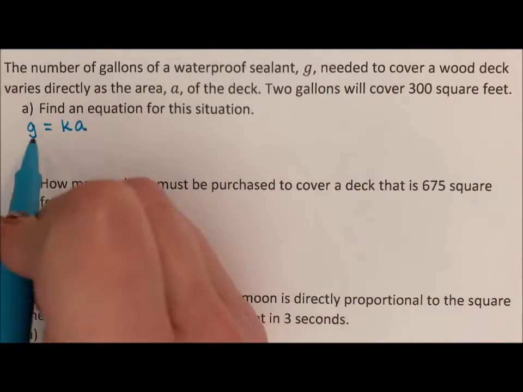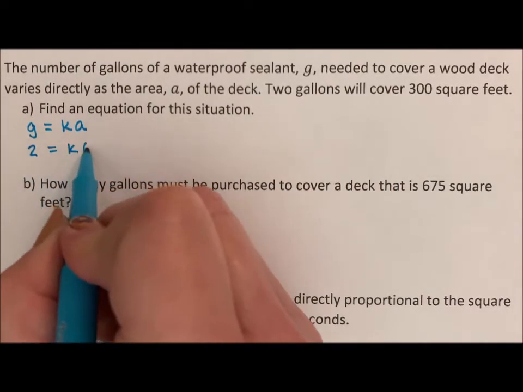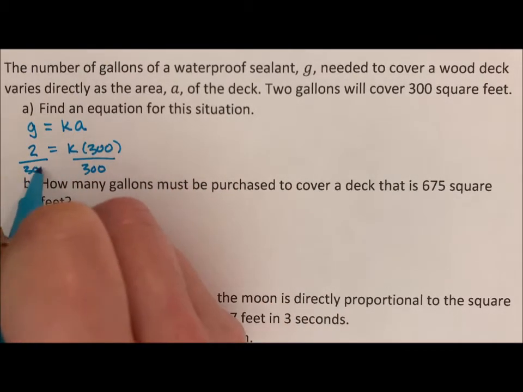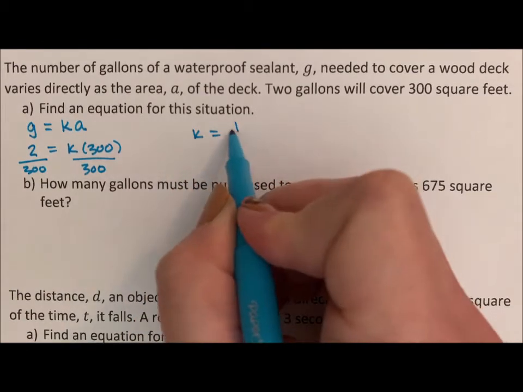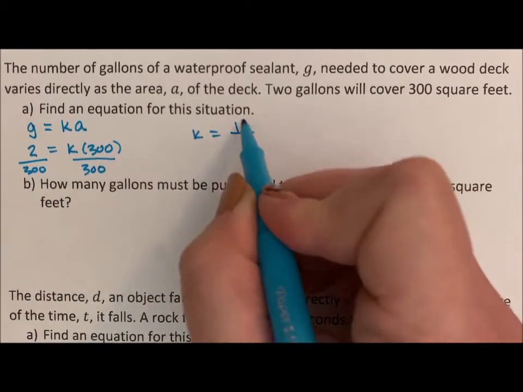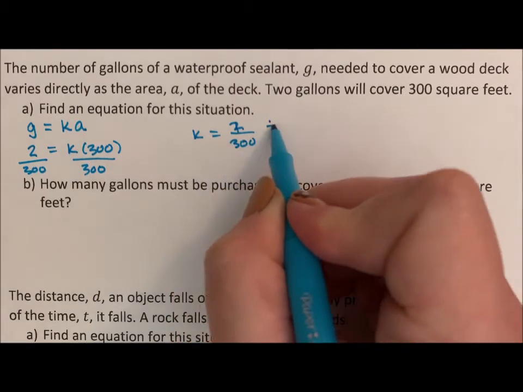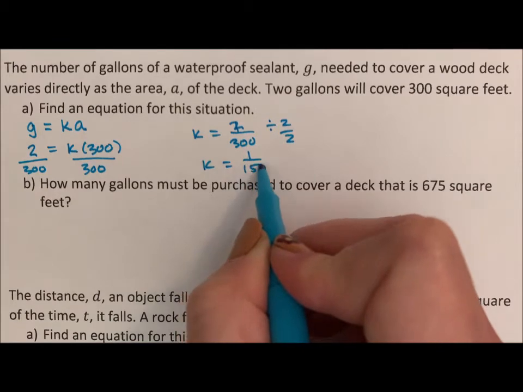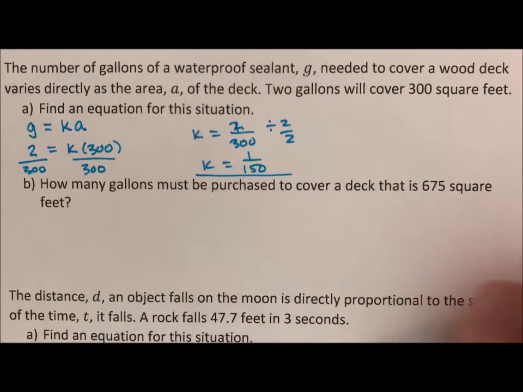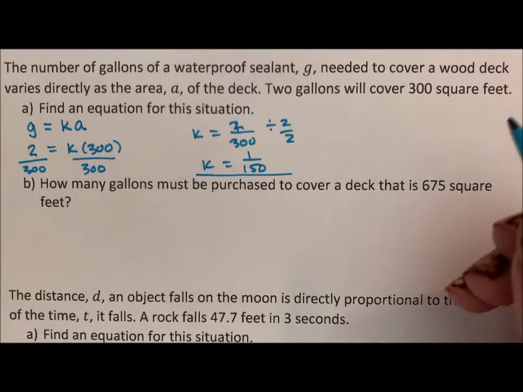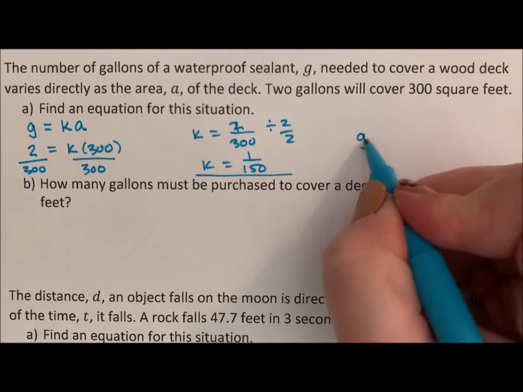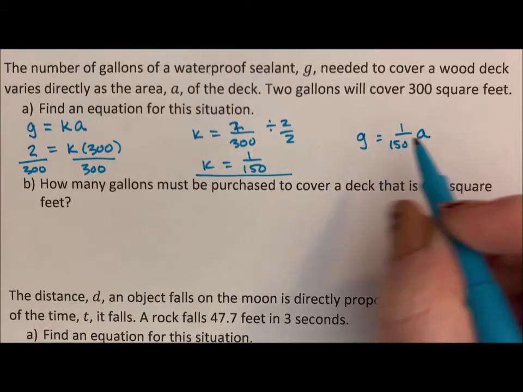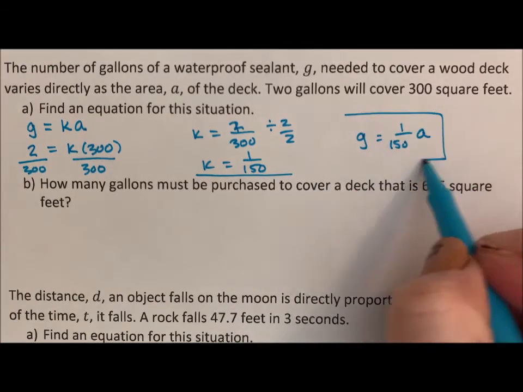So 2 gallons will cover 300 square feet. I'm going to divide by 300. And though this is an application, I'm going to leave K as a fraction. So we have 2 over 300. I'm going to divide by 2 over 2. And I'm going to leave K as 1 over 150. So my constant of proportionality, which is always an important number to me, I'm going to leave as a fraction. So gallons equals 1 over 150 A. This is going to be the equation for my situation.